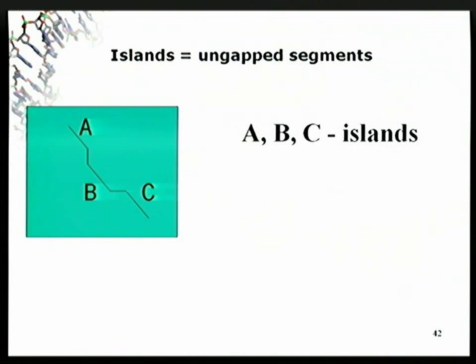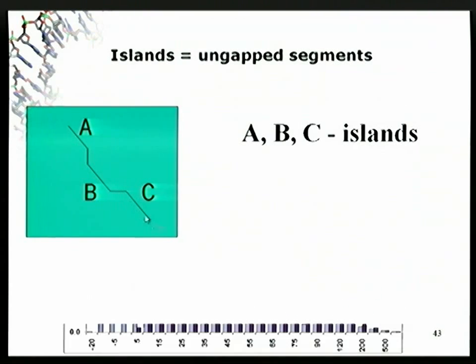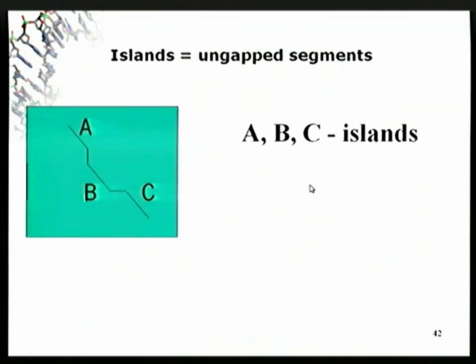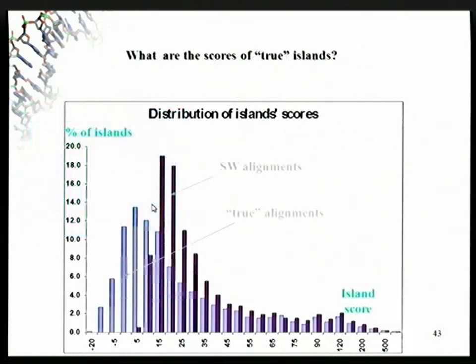Now I will show the reason why our good mathematical algorithms fail in real problems. To explain this, I will use the concept of an island. An island is just an ungapped part of an alignment. Here we have three such parts, A, C, and B, and the vertical and horizontal lines show gaps between the islands. And this histogram shows distributions of island scores. Score means the sum of substitution weights of symbols.